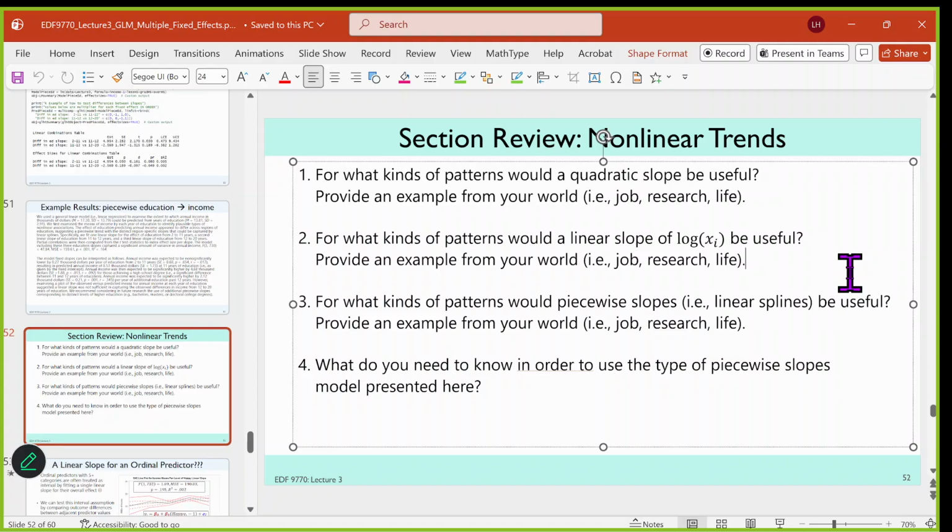I like it. All right, number 3, patterns for piecewise slopes. So what are they for in general? And then can you think of examples that might use them? Also known as linear splines. You may have heard that term. It's okay to review the slides if you're like, what is she talking about again? It's been a minute.